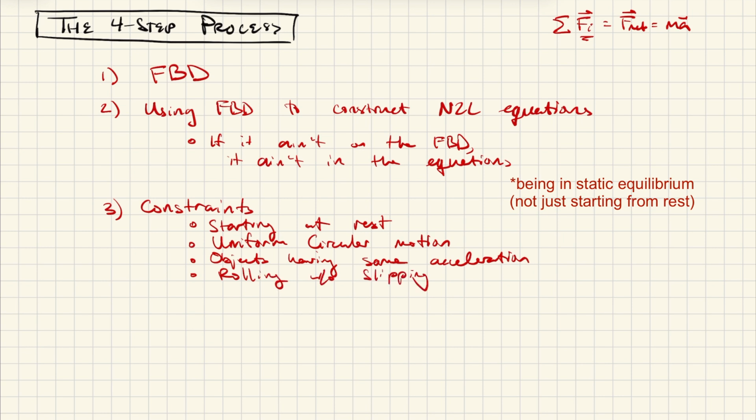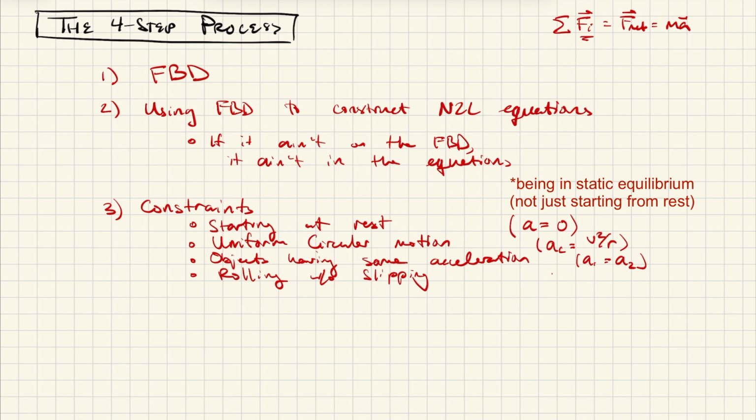Basically, a constraint is anything that you know from the problem setup about the system that you can write down mathematically, right? For example, we know that starting at rest means that the total acceleration is just 0. If something is undergoing uniform circular motion, the acceleration must be v squared over r, where v is the velocity of the object traveling in a circle and r is the radius, right? If objects have the same acceleration, then whatever a1 is has to be the same as a2, assuming we've indexed our objects like this.